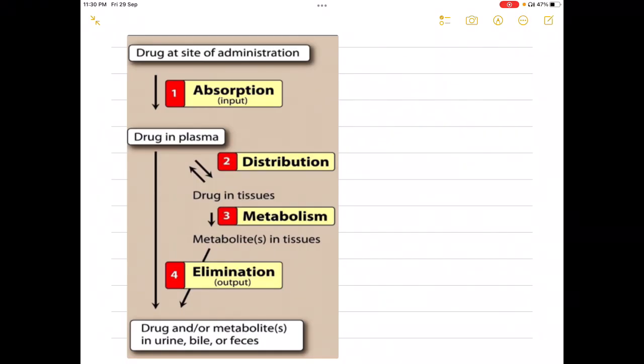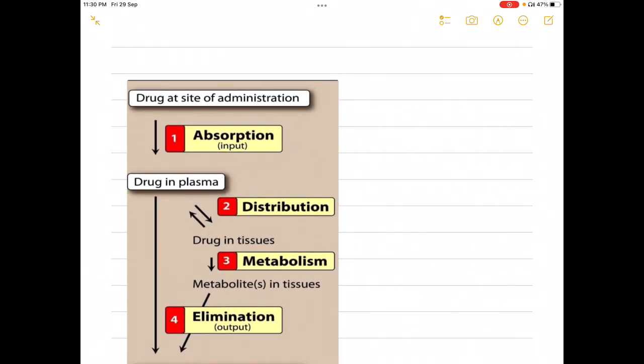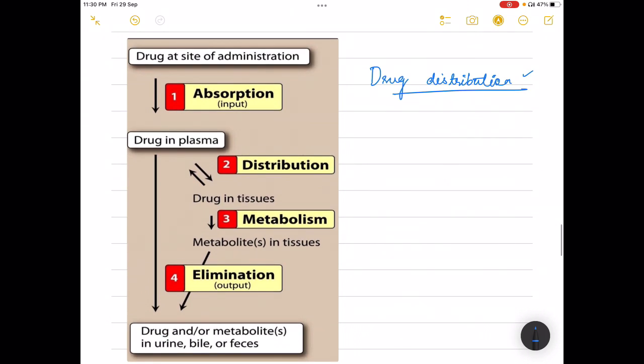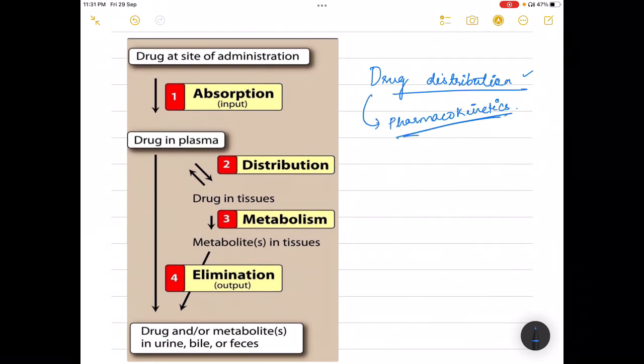Hello everyone. So today we'll be discussing another important topic, that is drug distribution. And we all know that this distribution is a part of the broader topic, that is pharmacokinetics. So what do we mean by pharmacokinetics? It is what the body does to the drug.